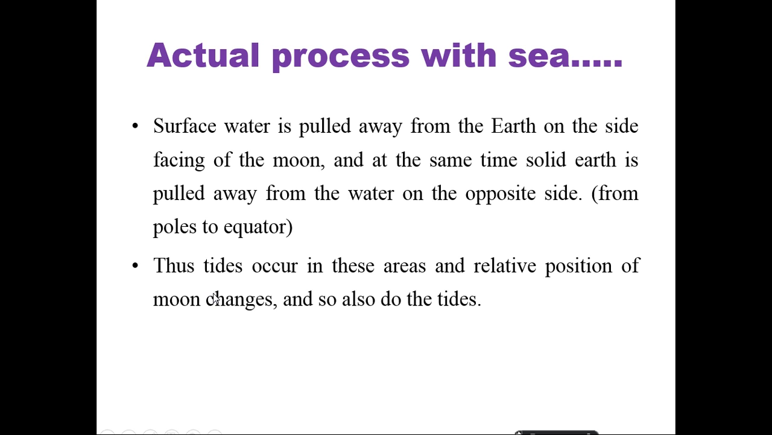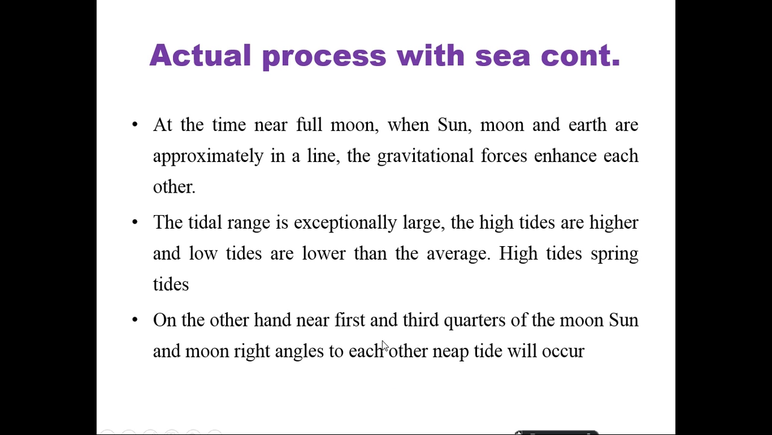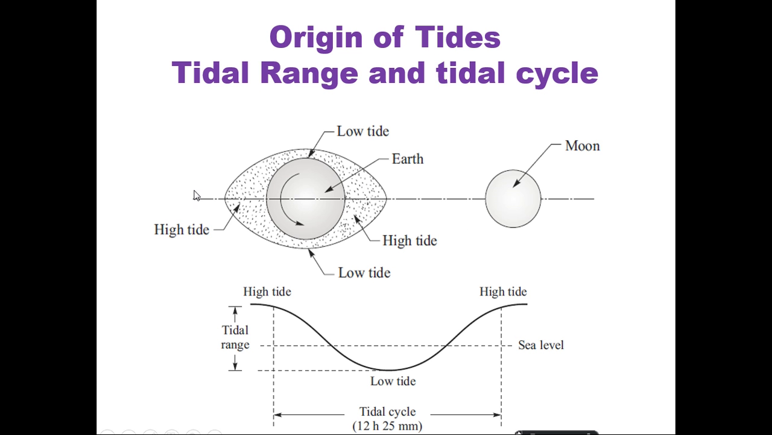Similarly, tides are occurring in this area, and as the relative position of the moon changes, so do the tides. So there is a periodic succession of high and low tides. At the time near full moon, which is an impact of the monthly variation in the tide, the sun, moon and earth are approximately in line. So the gravitational pull is enhanced in this particular segment in context with the moon, and we experience high tide.